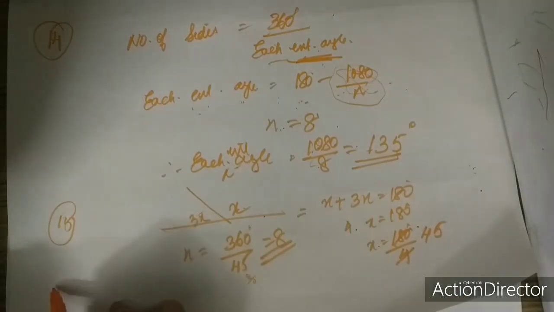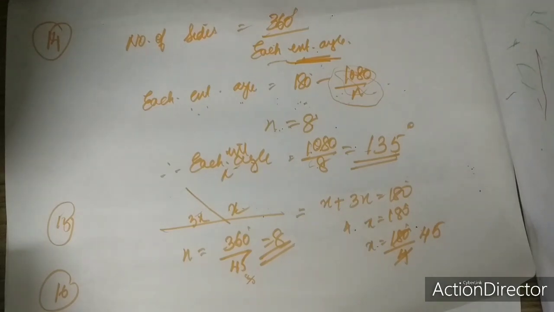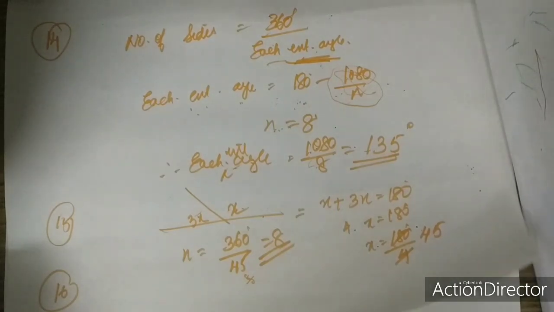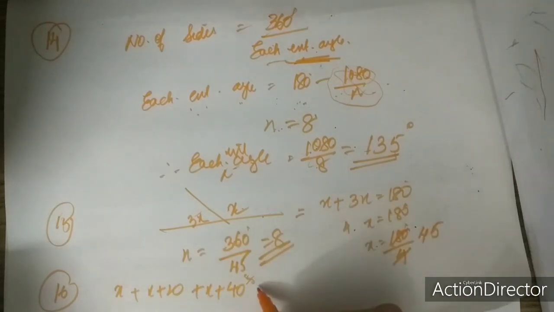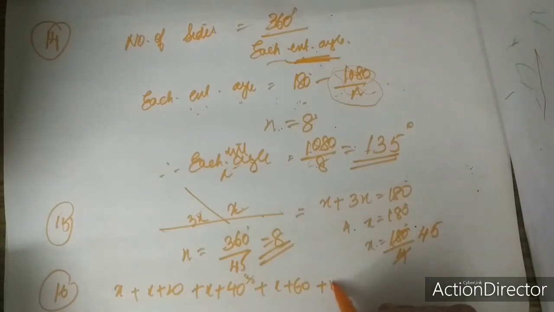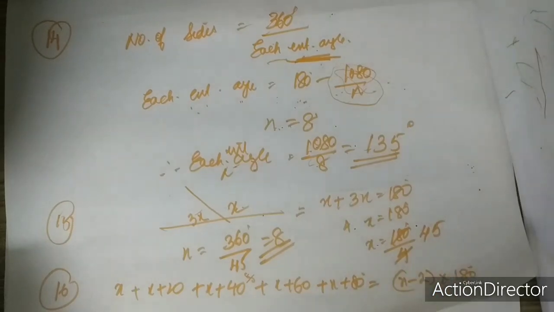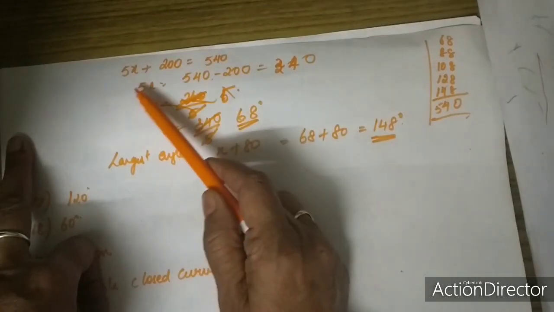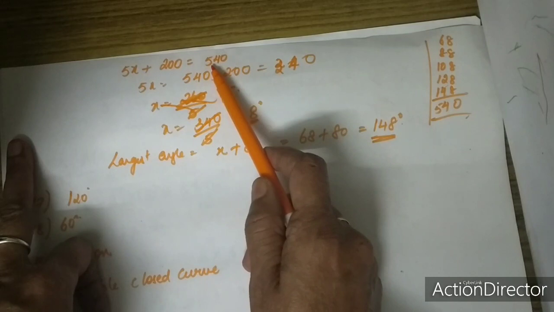Now coming to the 16th question. The angles of a pentagon are given as x, x plus 20, x plus 40, and one angle is missing, which is x plus 60 and x plus 80. You have to find the greater angle of the pentagon. You know, while adding all the angles of the pentagon, you will be getting x plus x plus 20 plus x plus 40 plus x plus 60 plus x plus 80 should be equal to n minus 2 into 180 degrees. So while adding all the angles, I get 5x plus 200 equal to 540. n minus 2 into 180 will give 3 into 180, which is equal to 540.